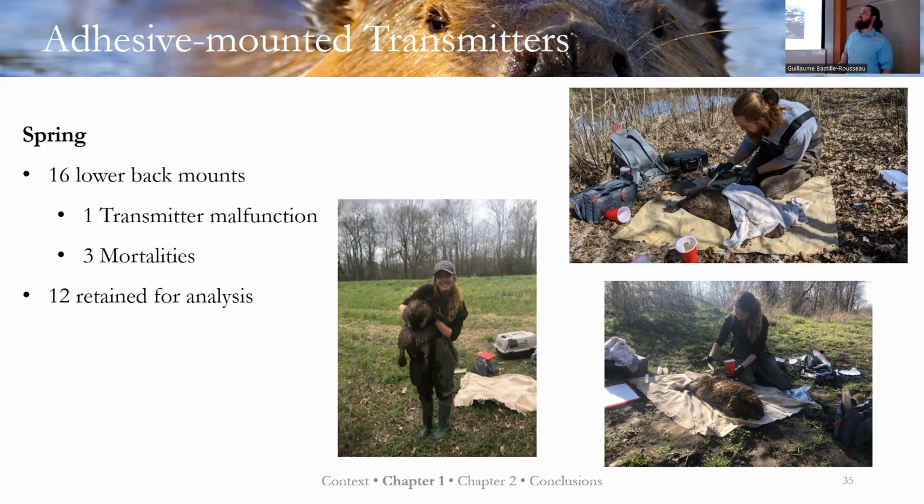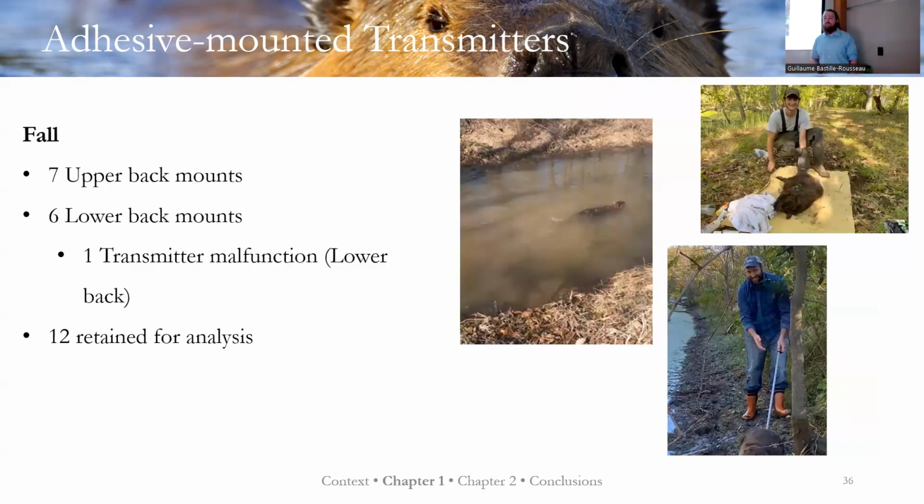So given we have these malfunctions and mortalities, we wanted to remove these from any further analyses since that didn't give us a true representation of retention time. So I ended up just keeping 12 for the actual analyses. And then in the fall, we put out the 7 upper back mounts and 6 lower back mounts. Fortunately, no mortalities this time around, but we did have 1 more transmitter malfunction that was a lower back attachment. So again, we saved 12 for analysis.